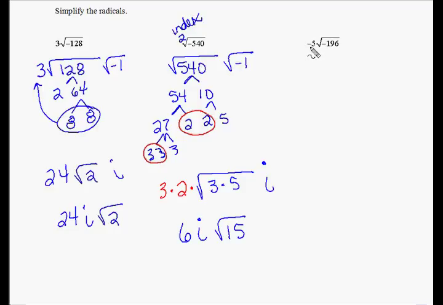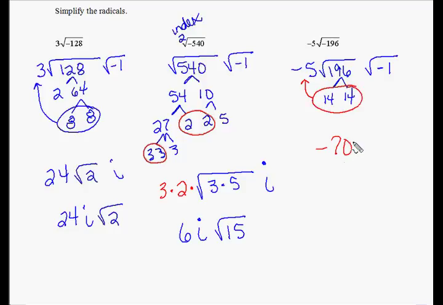One more example. Negative 5 on the outside multiplied to the square root of negative 196. So that's negative 5 times the square root of 196 times the square root of negative 1. But 196 is 14 times 14. So since 14 was multiplied to itself twice, we can take out the number 14 and multiply that by the negative 5, and that would give us negative 70i, since the square root of negative 1 is i.